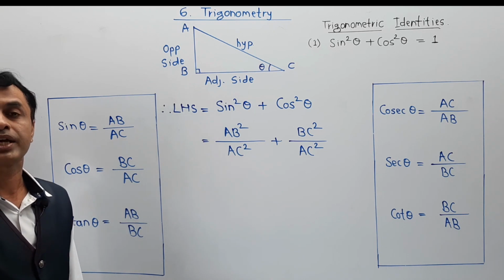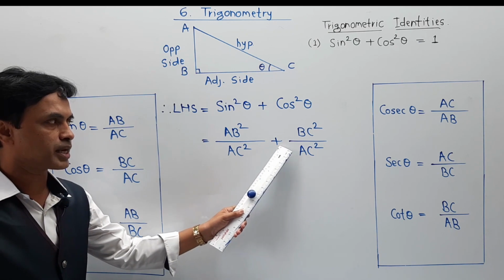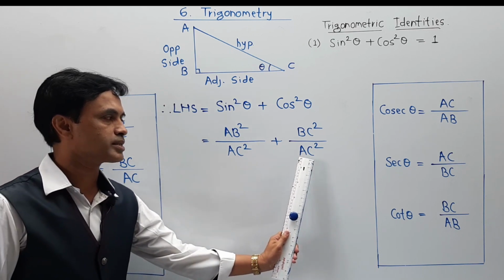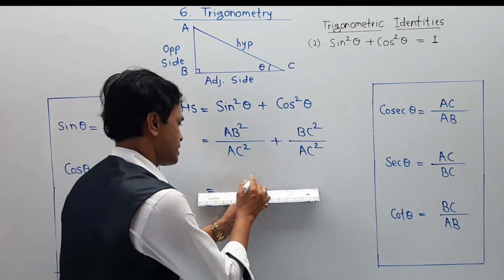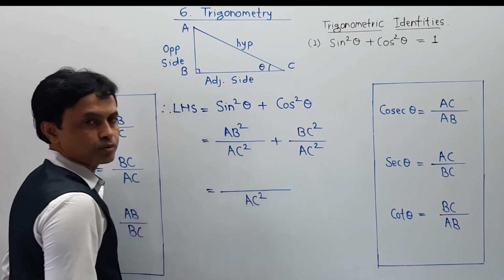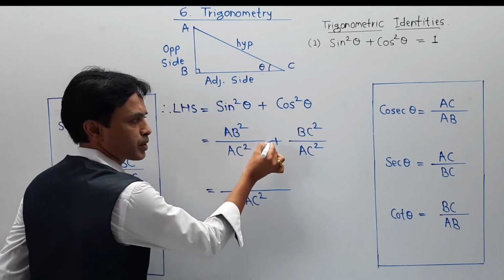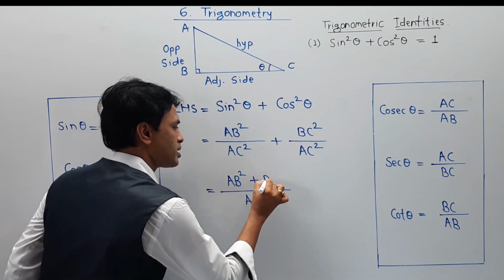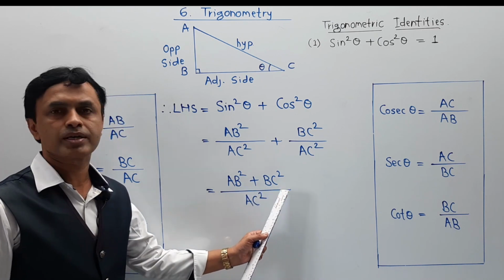Now from this step, you can easily observe that for the first part the base is AC square, and for the second part the base is also AC square. So I am writing the combined base, which is AC square. Now your numerator contains the value AB square plus BC square. So it becomes AB square plus BC square over AC square.